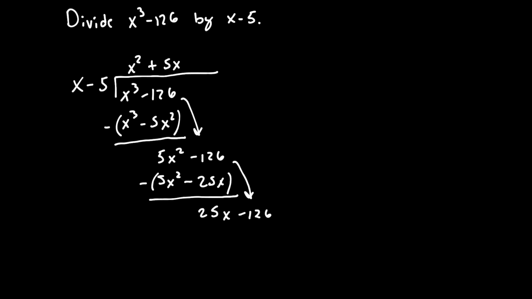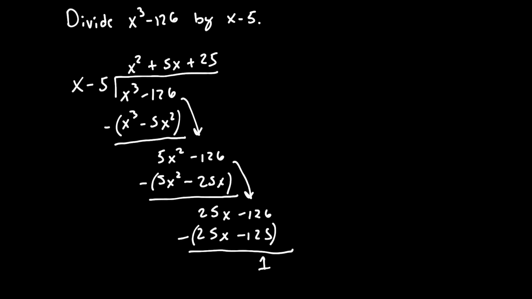And now we want to get rid of our 25x, so multiply x minus 5 by 25. We'll get a 25x minus 125. Multiply that by a -1 and then add it, and we're left with the number 1.